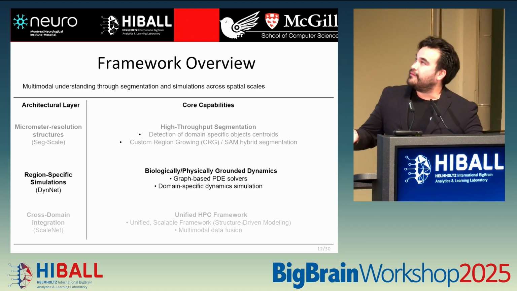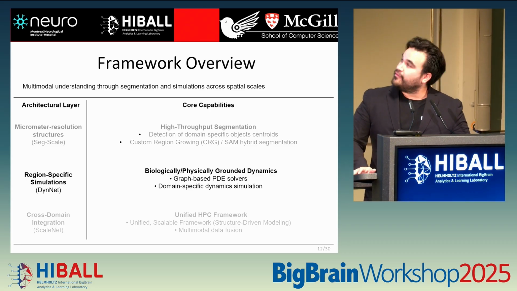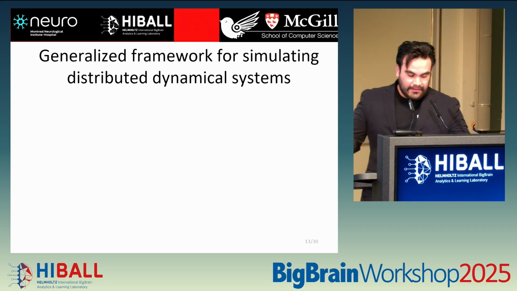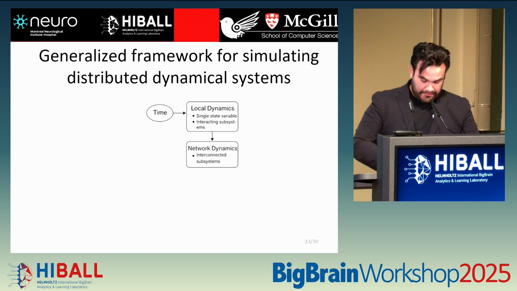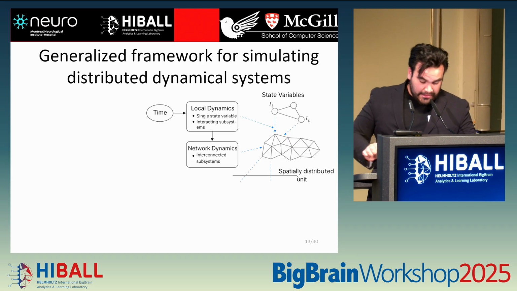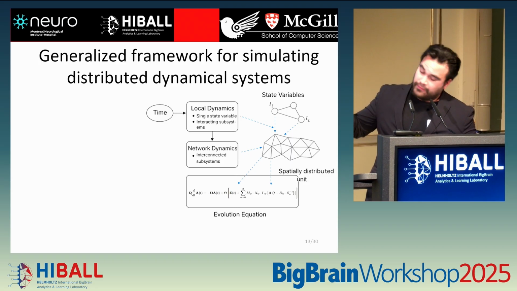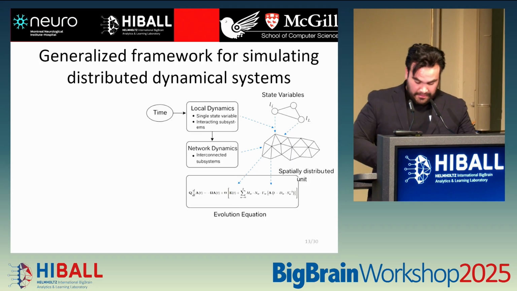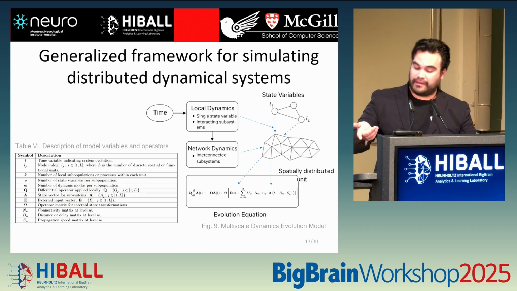Okay. So next we'll talk about the next spatial scale that the whole ScaleNet framework tackles. This is the region-specific simulation. So we are using a generalized framework for simulating distributed dynamical systems, where we have two dimensions, temporal and spatial dimensions. We represent this with a mesh, a BigBrain surface mesh. And we have the evolution equation that actually comes from The Virtual Brain. This is the equation within that framework, The Virtual Brain, that we use within this framework as a dynamical simulation engine.